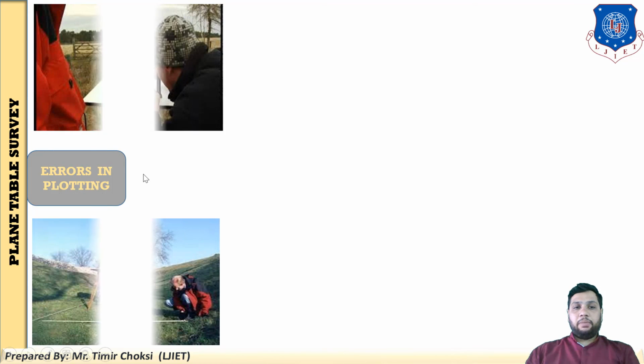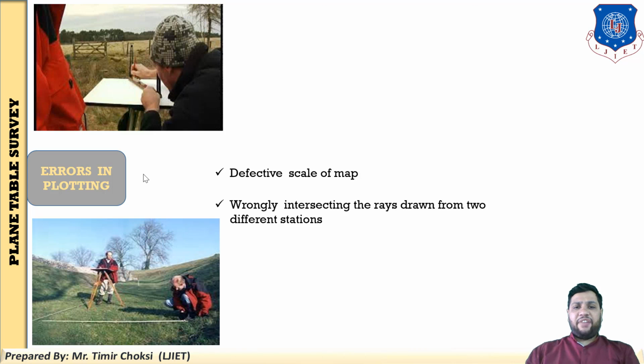Third will be the error in plotting. This is the defective scale of the map. I have given one example. Why does the particular error in plotting develop? Like I have taken the example scale 1 cm equal to 10 meter, but some observer has taken 1 cm equal to 5 meter mistakenly.